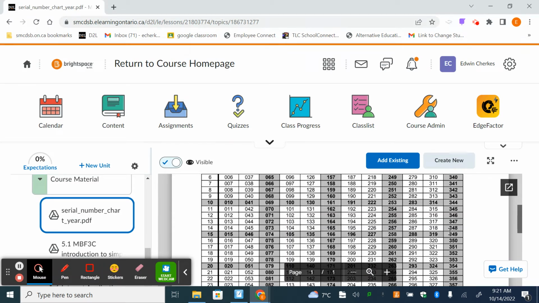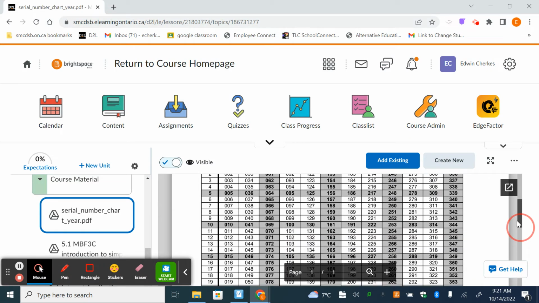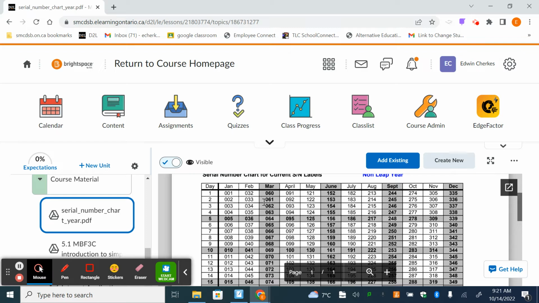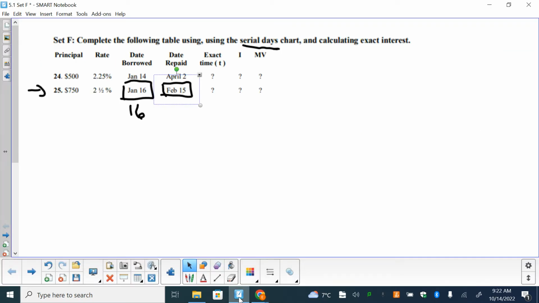Okay, but then I'm going to look at February 15th. This is where it gets more interesting. February is the second column, and then I'm going to go to the 15th day, and then go over to the month. So that's the number 46. What does that mean? That means 46 days have passed from January 1st. I'm just going to copy the 46 down. But I've got to know how many days are in between these two dates.